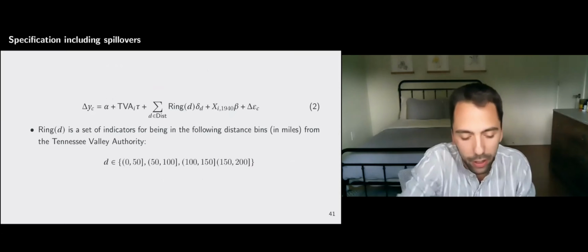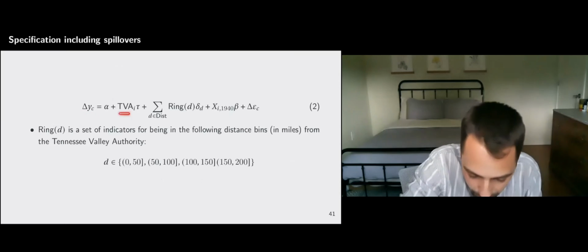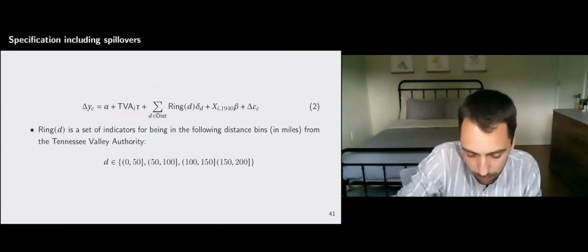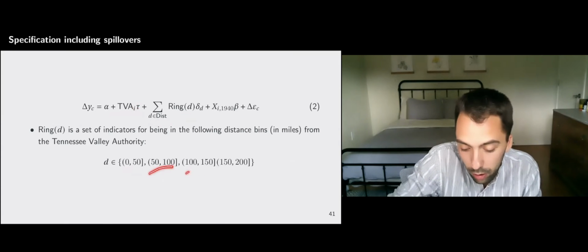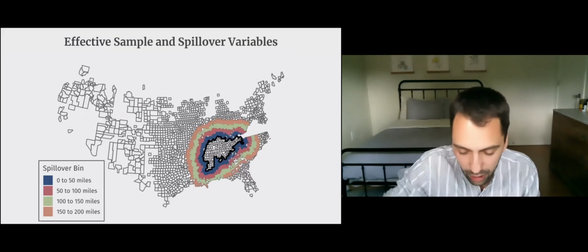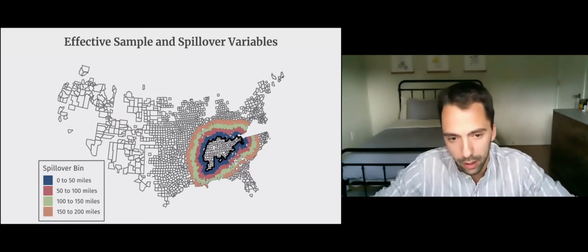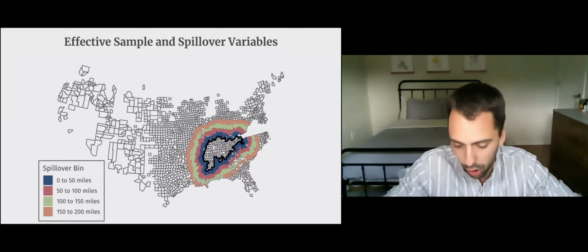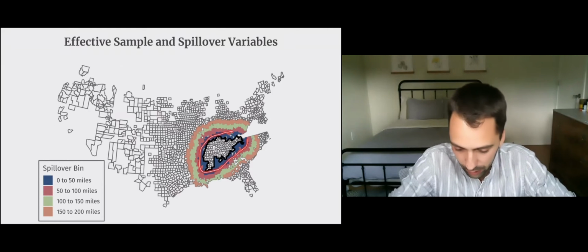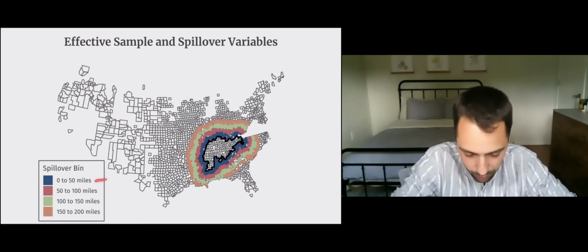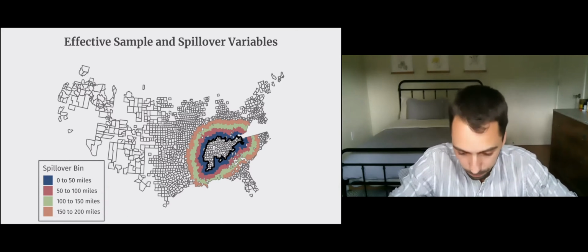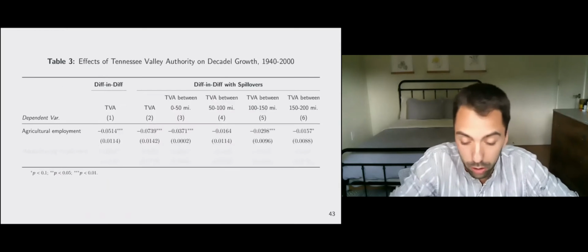And so I run the same regression, the first difference, with the TVA, oh, that should be C, sorry about that, and then a set of rings: between 0 and 50 miles, 50 to 100, 100 to 150, and 150 to 200 miles. Visually, this is their effective sample, all of the counties that are outlined. And then I just use a set of rings around the Tennessee Valley: 0 to 50, 50 to 100, 150 to 200, right? And so my results look like this.